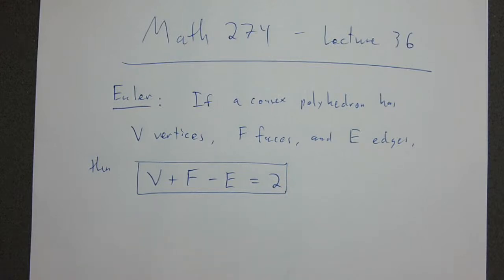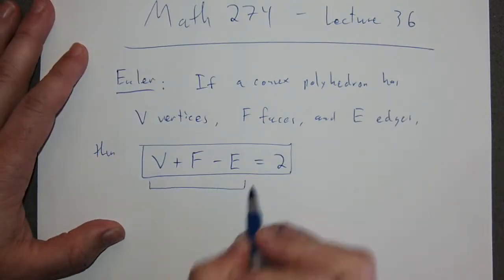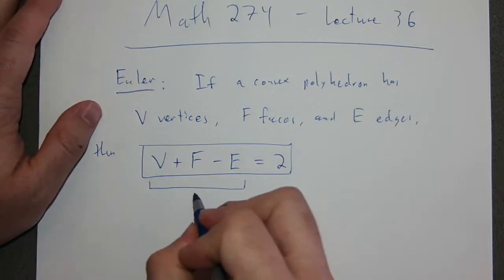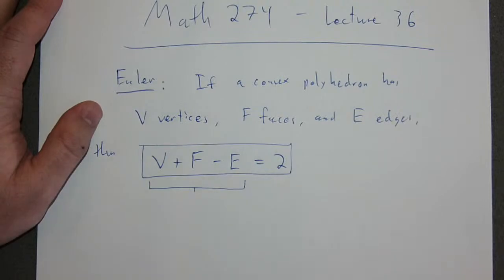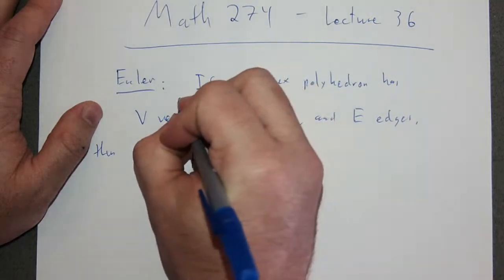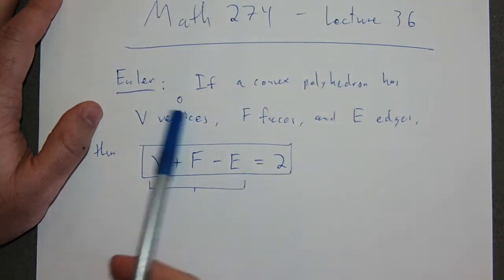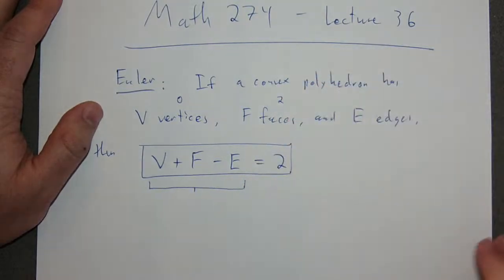Why is this true? Well, it's hard to describe that in a quick blurb, but here's my attempt. This weird thing that you're computing here, what are you doing? You're counting, and you're counting things of certain dimensions. So you're counting vertices, which are points. Those are zero-dimensional things. I'm not saying there's zero vertices, they're just zero-dimensional. You're counting faces, and those faces are two-dimensional. And you're counting edges, and those are one-dimensional.